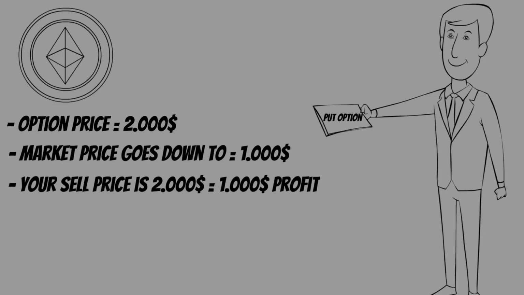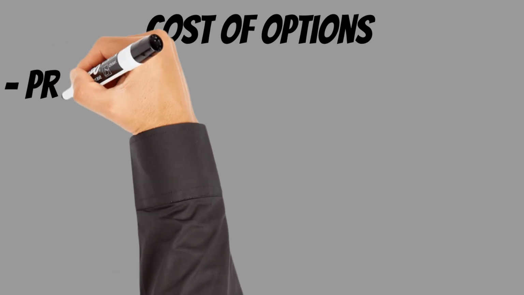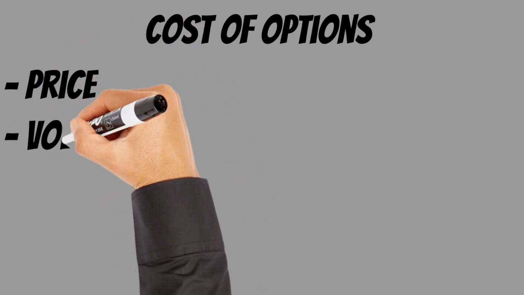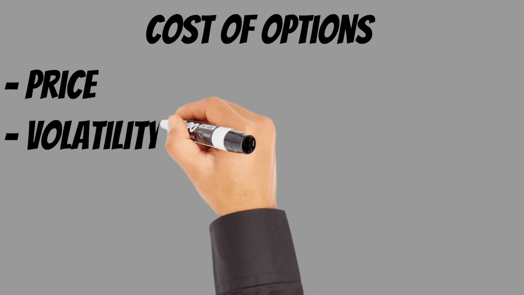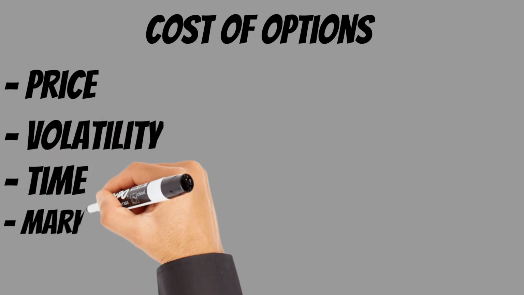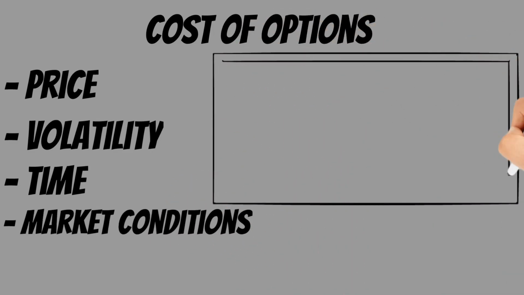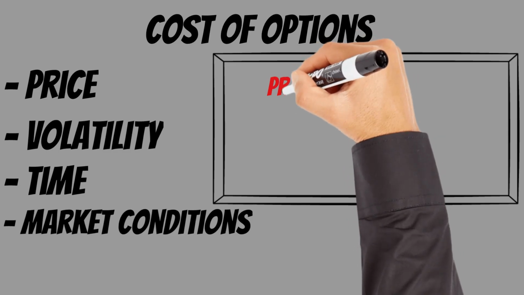It provides you with a form of insurance that allows you to sell the asset at a predetermined price, regardless of how much the market value may have dropped. Of course, buying a put option comes with a cost. You will need to pay a premium for the option contract, which is the price you pay to acquire the right to sell the asset. The premium is influenced by factors such as the price, volatility, time to expiration, and market conditions.